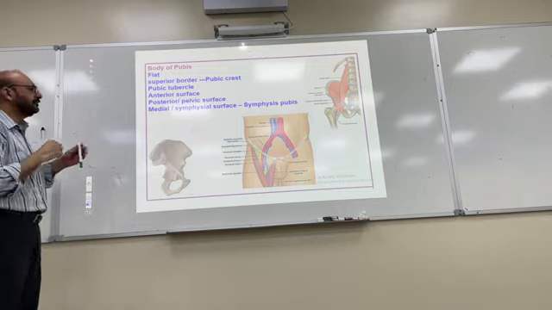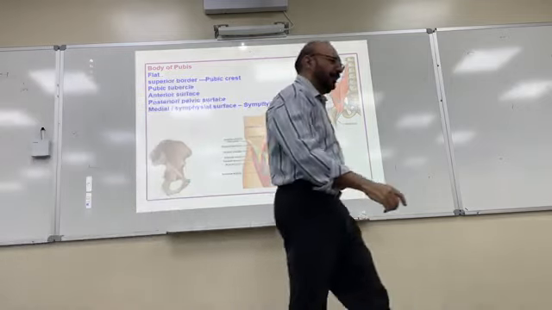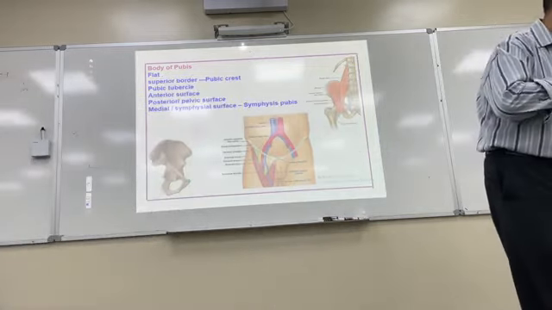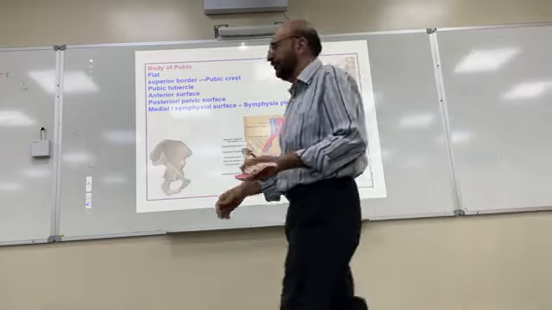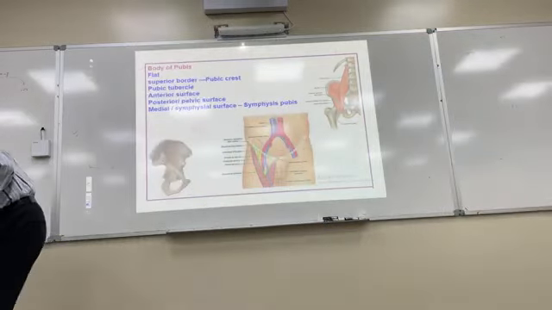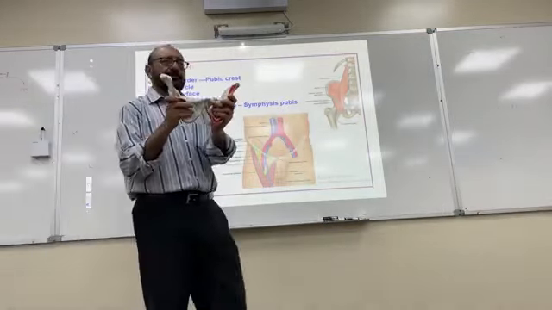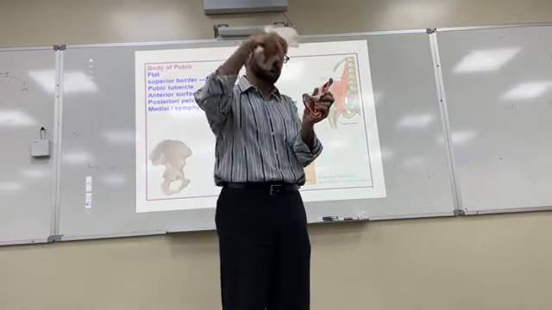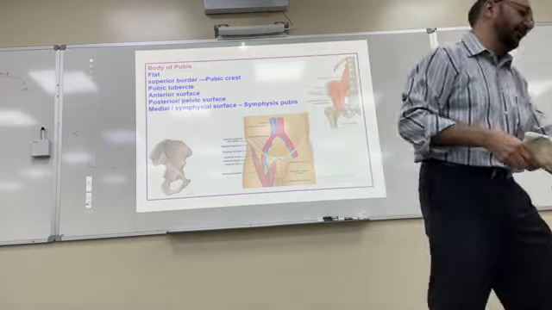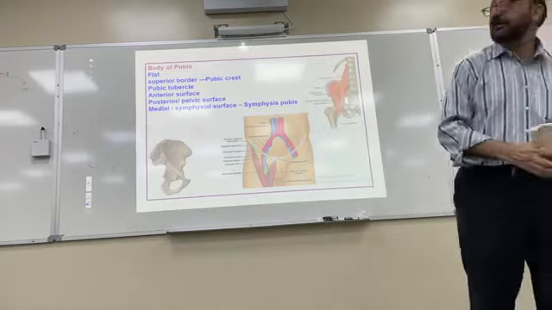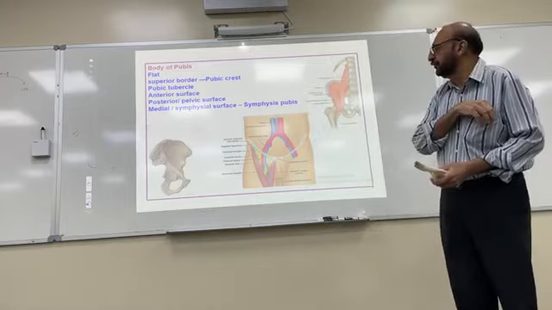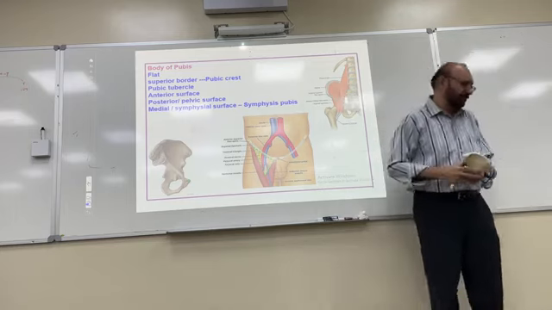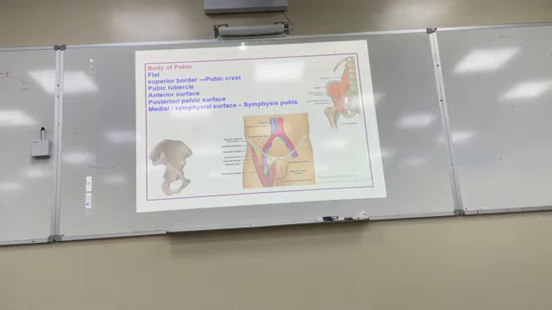Now, symphysis pubis is a joint. Here we have the symphysis pubis. So here hyaline cartilage, thin layer, here hyaline cartilage, thin layer, and in between a layer of fibrocartilage. This is what we call a secondary cartilaginous joint. Symphysis pubis is the name of the joint.